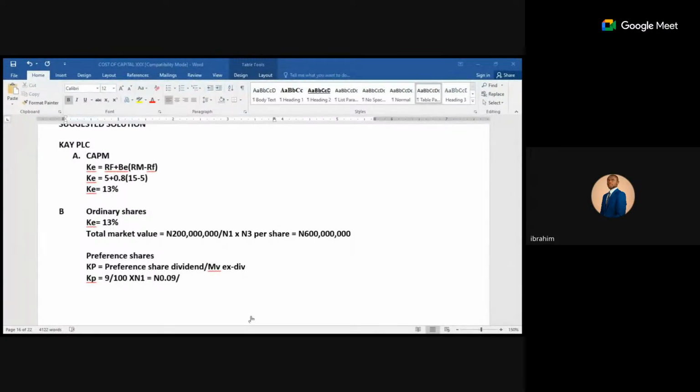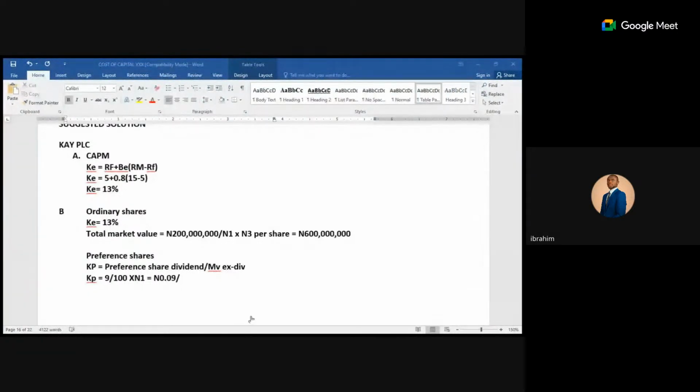So it is 9%. So it is 9 divided by 100. What is the nominal value of the preference shares? It is 1 naira. So 9 times 1, that is 9 naira, divided by 100. You have 0 naira 90 kobo, right? So it is what it is.